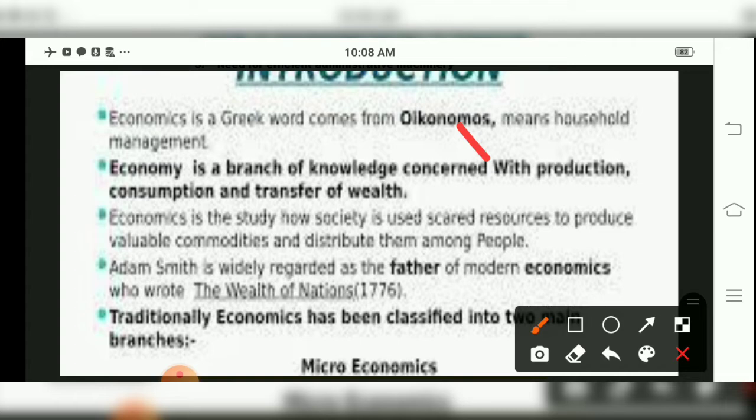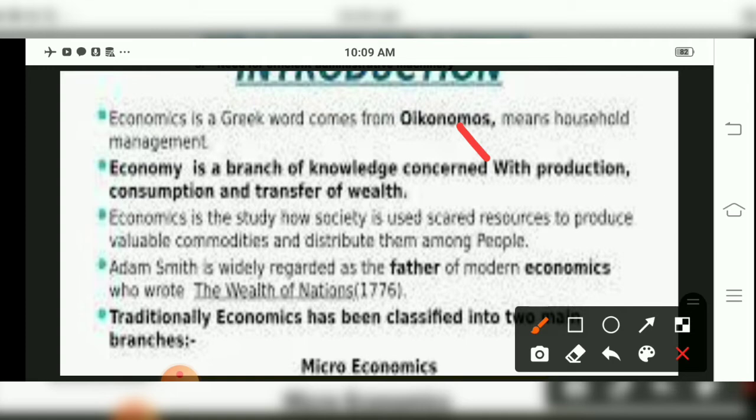Economics is the study of how a society uses its resources to produce valuable commodities as well as distribute them among the people. So see children, economics is a Greek word coming from oikonomos. It is a branch of knowledge which is concerned with production, consumption and transfer of wealth. So when anyone tells you to define economics, in short, you can tell that economics is related to production, consumption and distribution of wealth.